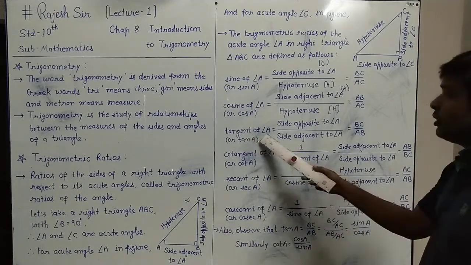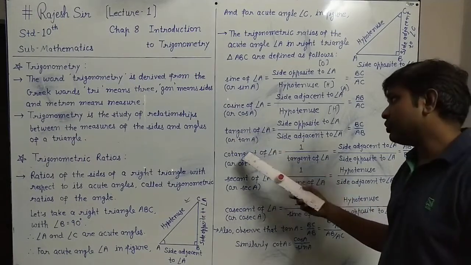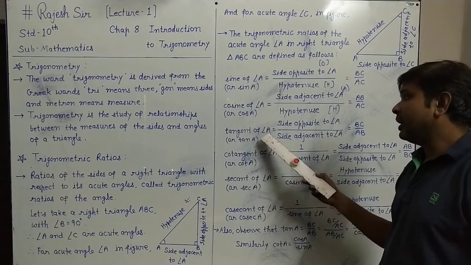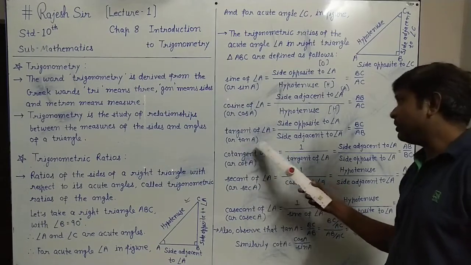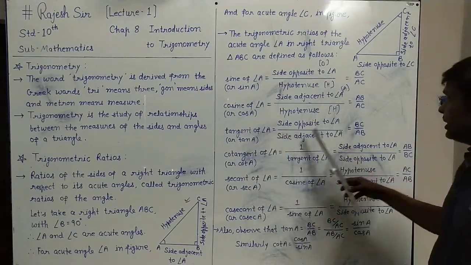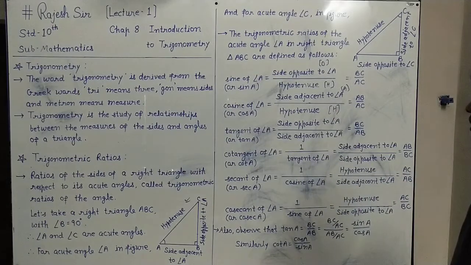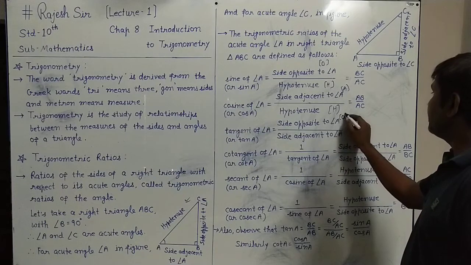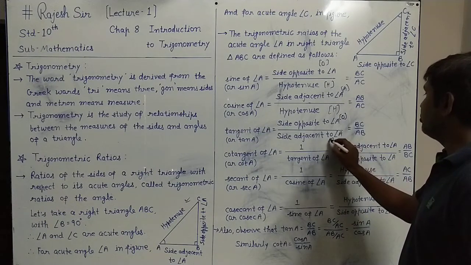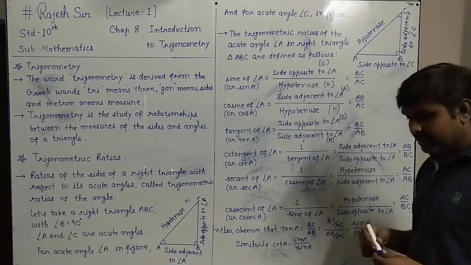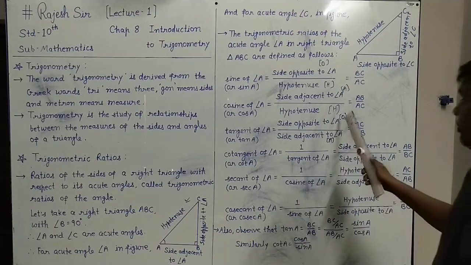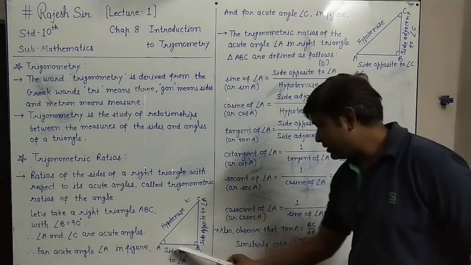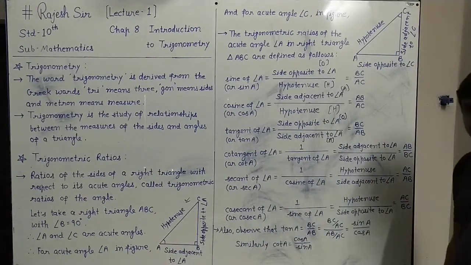Third is tangent of angle A. Tangent of angle A is also written in short as tan A. First three letters of tangent, tan, and if angle A is A, tan A equals side opposite to angle A and side adjacent to angle A. Means opposite upon adjacent, means O upon A. So opposite of angle A is BC upon adjacent to angle A is AB, that is here.